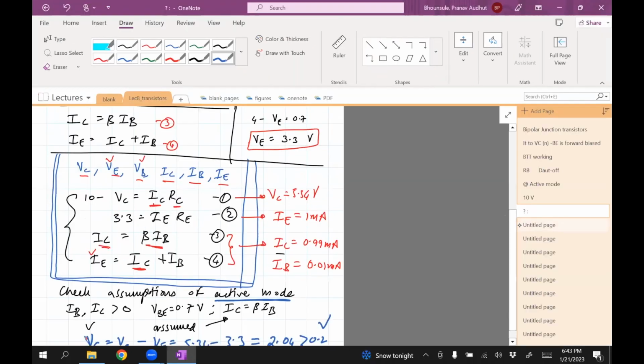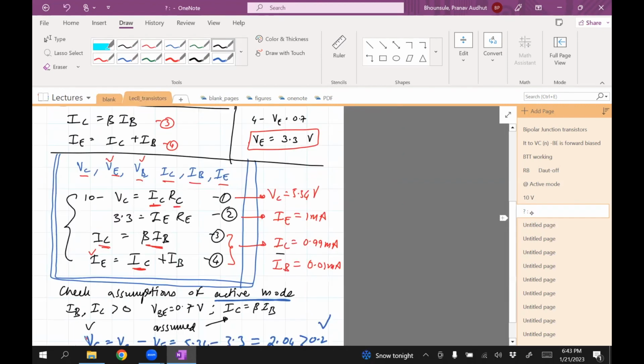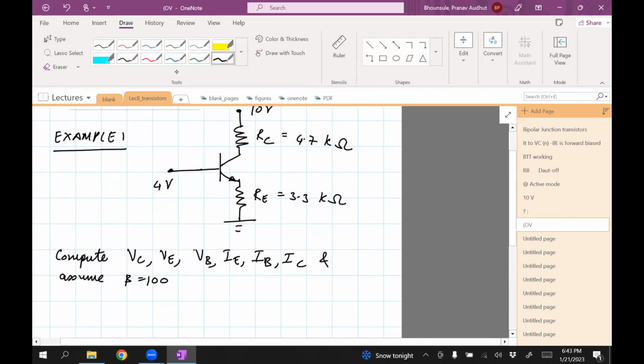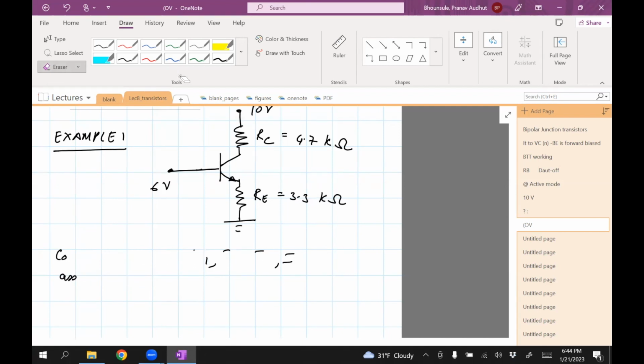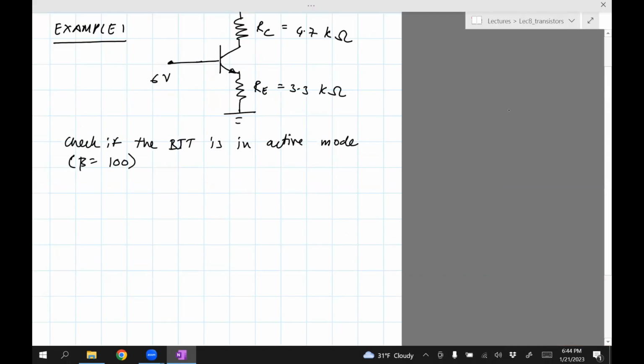Okay, now let's look at another problem. Here I'm just going to modify this first problem slightly. It's not a new problem. The modification being that I'm just going to change this to 6 volts. And the question changes. Here we ask to check if the BJT is in active mode. For active mode, we'll assume beta equals 100. So one change.